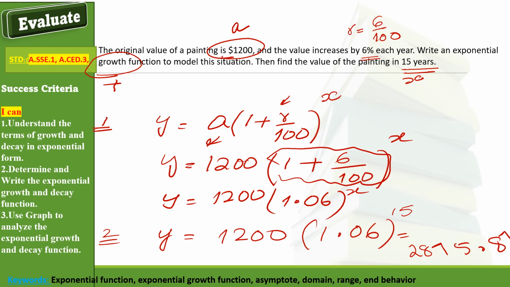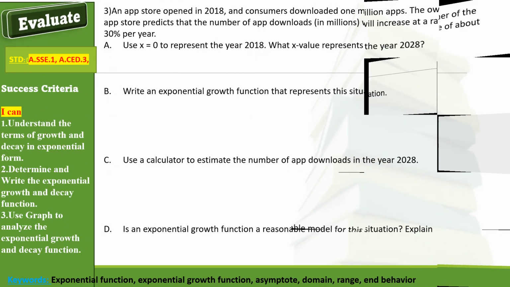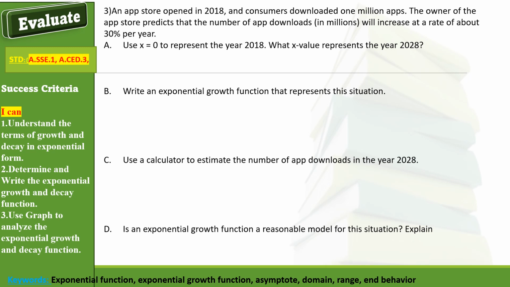Next question. An Apple store opened in 2018. So this is the time period. It's not the initial value, it's the year. And consumers downloaded 1 million apps. The 1 million apps. The owner of the app store predicts that the number of app downloads in millions will increase. Increase means plus, at a rate of about 30%. So the R is 30%, 30 over 100.